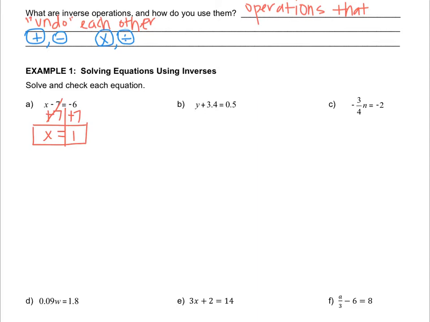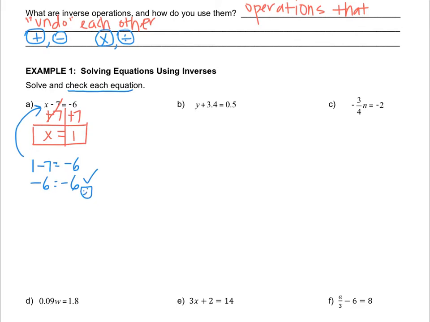Now the directions say to check the equation. So the way that you check it is you take your value and you plug it back into the original equation. So in the original equation, instead of x, I'm going to put 1. So it's 1 minus 7 equals negative 6. And you do your calculation, right? Punch it in your calculator, do it in your head, however you want to do it. 1 minus 7 is negative 6. And so since you get negative 6 on both sides, then it checks. You can put a check mark, you can put a smiley face, whatever you want to do.